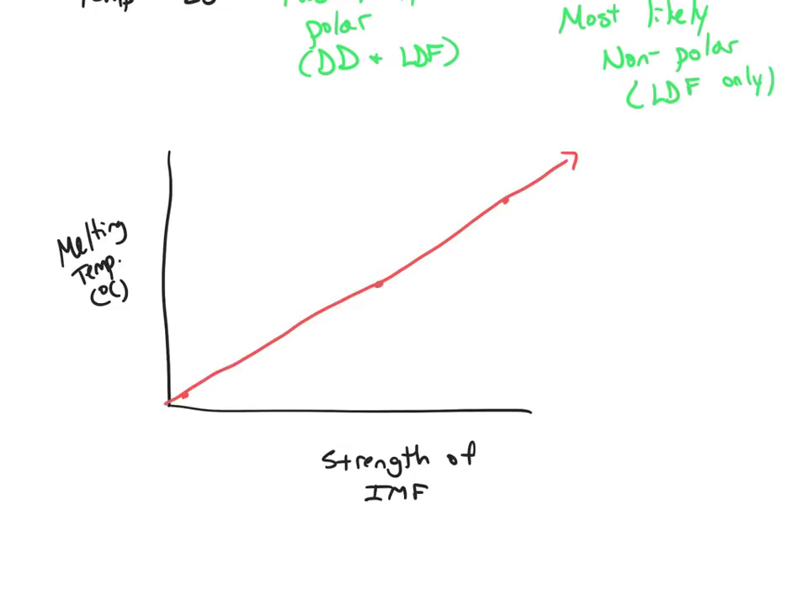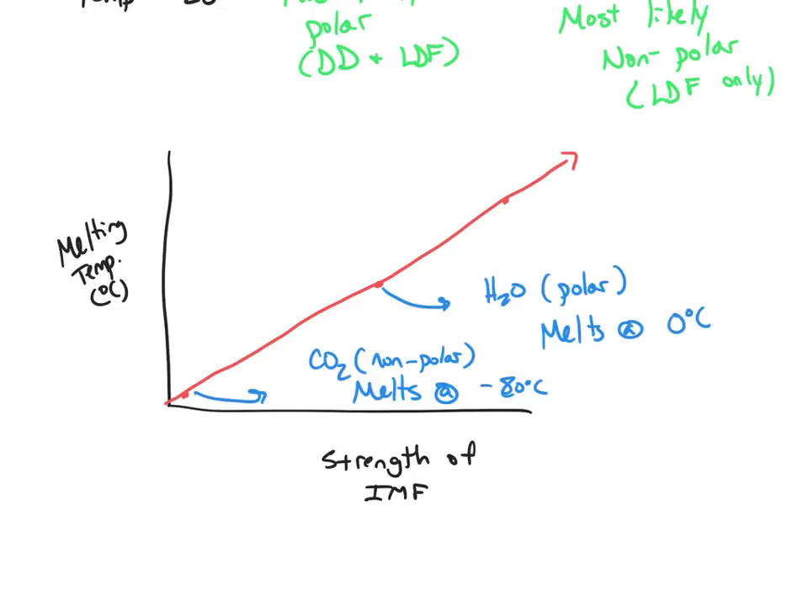To give you some real world examples, let me talk about two very common substances. Let's call this dot water. Water is a polar molecule, and polar molecules exhibit dipole-dipole and London forces. And water melts at 0 degrees Celsius, and you might be thinking, well, that's pretty cold. But in fact, compared to other molecules, that's pretty warm.